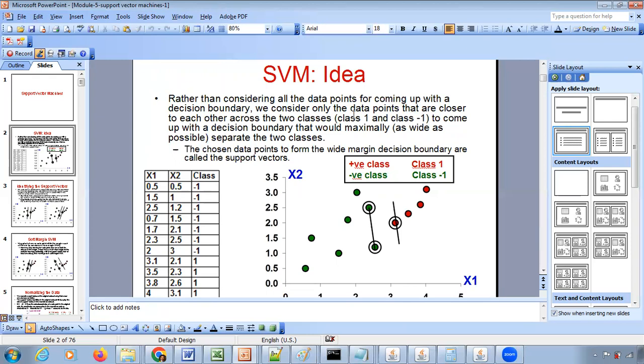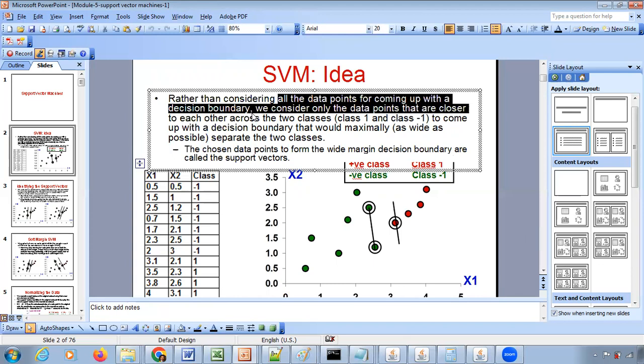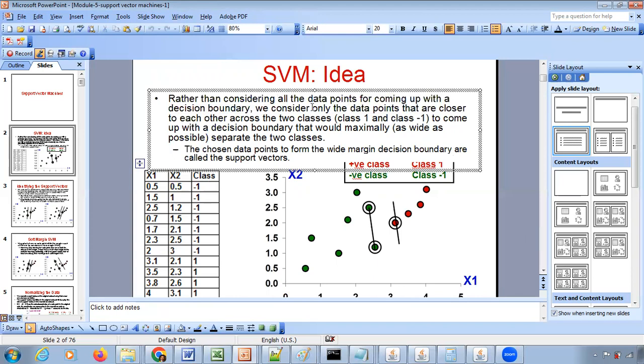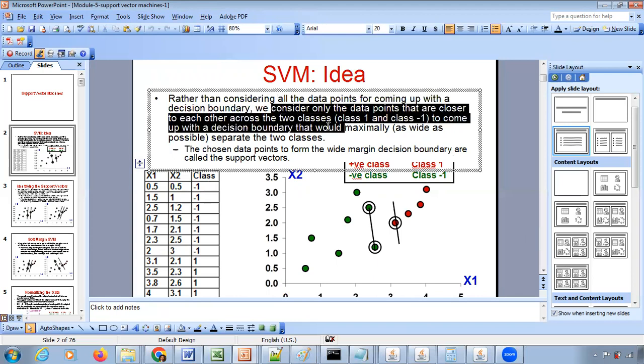And so in logistic regression, we consider all the data points to come up with a decision boundary, if you remember. Instead, in support vector machine, we'll consider only the data points that are closer to each other across the two classes. So that's the most important point. So we'll consider only the data points that are closer to each other across the two classes.